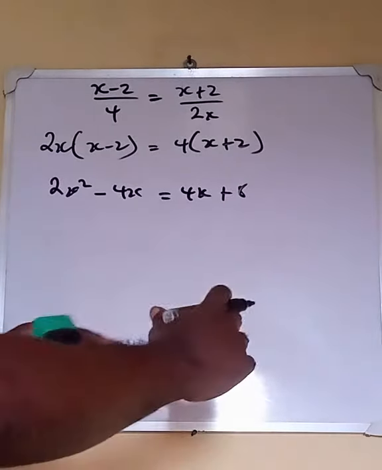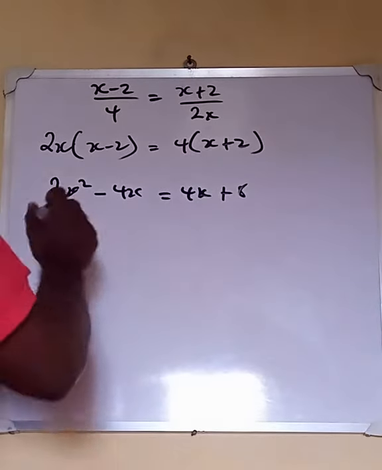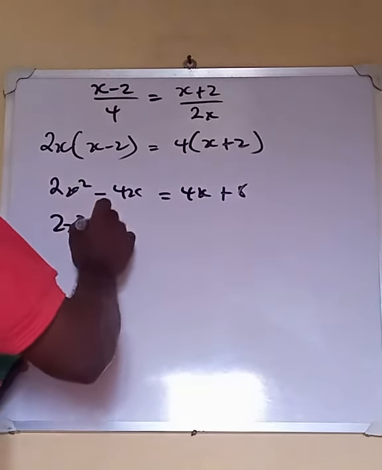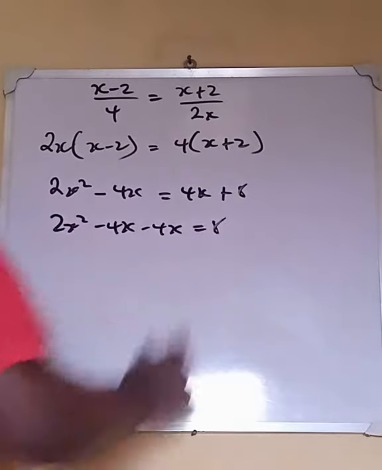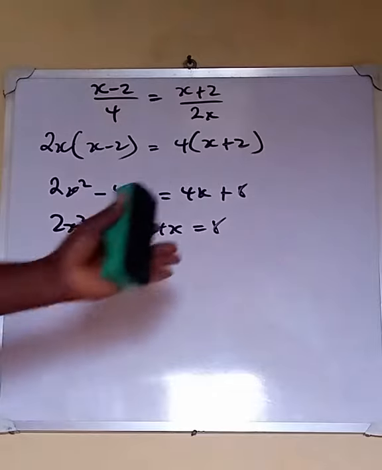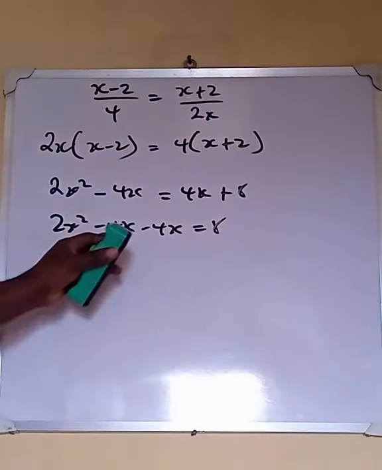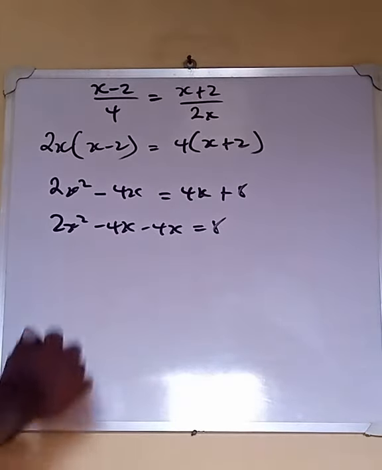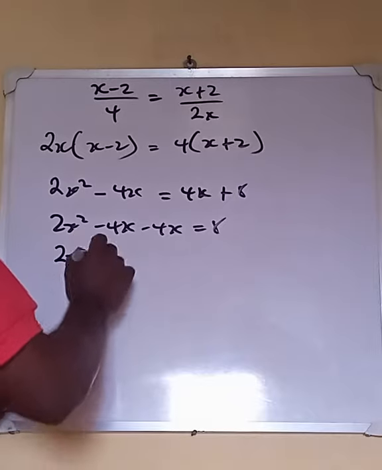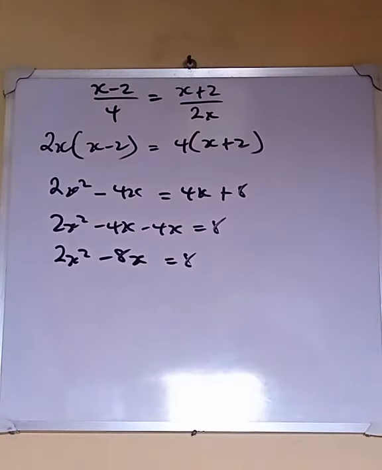Then you bring the 4x to the other side. Let 8 be. Then you have 2x squared minus 4x minus 4x equal to 8. 8 is a constant, so 8 must remain in isolation. Then minus 4x and minus 4x can come together. Doing that, you have 2x squared minus 8x equal to 8. So it is now in the form of a quadratic equation.